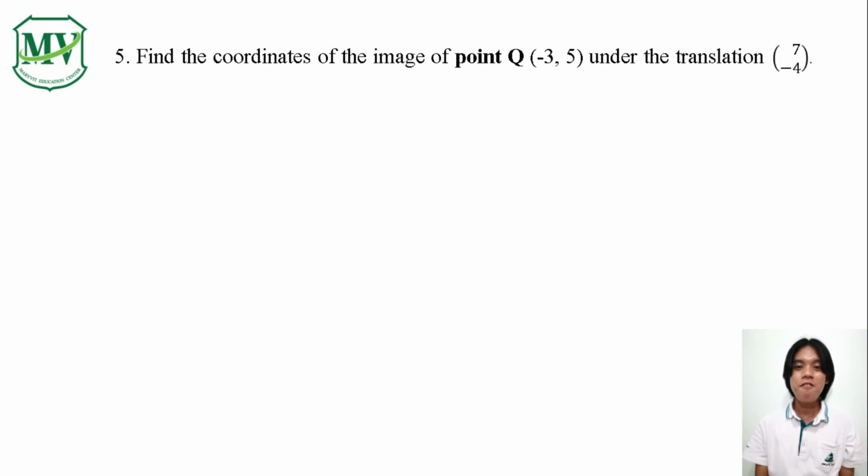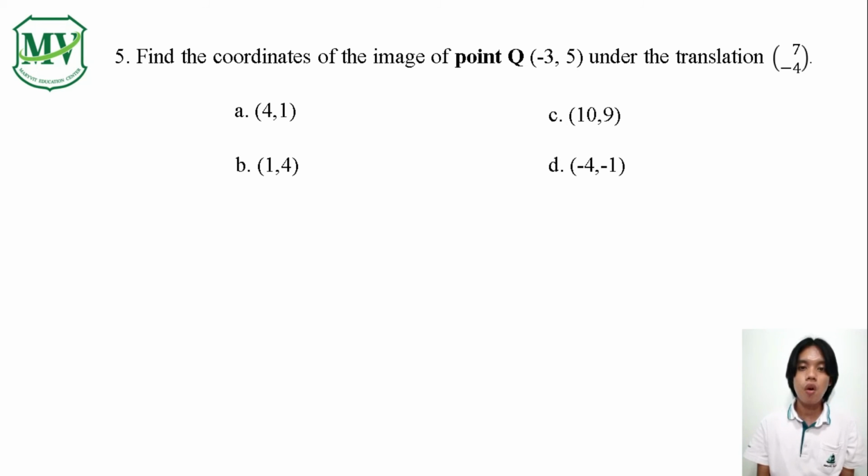Number 5. Find the coordinates of the image of point Q with coordinates of negative 3, 5 under the translation (7, -4). A. 4, 1. B. 1, 4. C. 10, 9. Or D. Negative 4, negative 1. There are two methods to solve this problem.